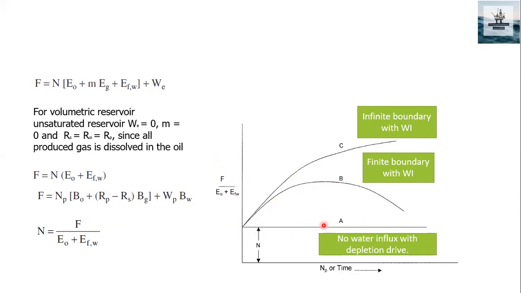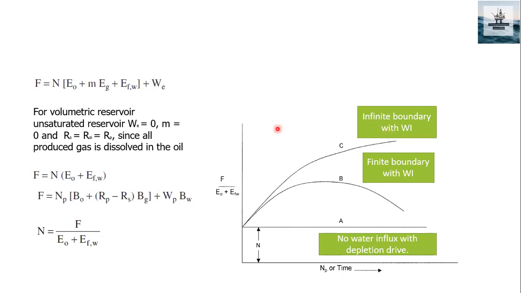A, B, C. A straight line represents A, where there is no water influx, which means your reservoir is driven by solution gas, because of depletion. When you see a curve like this, B, that represents a finite boundary with water influx. There is water drive, water is present, but boundaries have been defined. If the trend of the graph goes like this with no decrement, it is represented as an infinite boundary with water influx. So this is how it can be related.